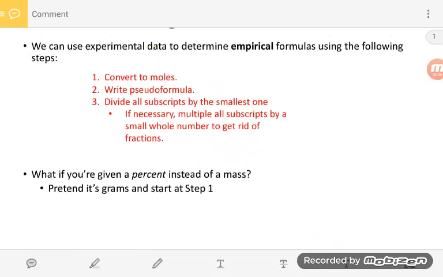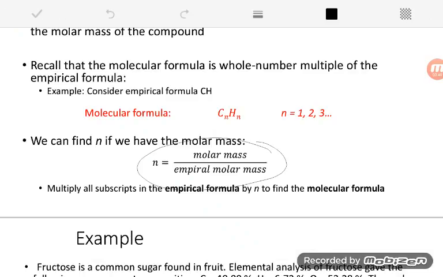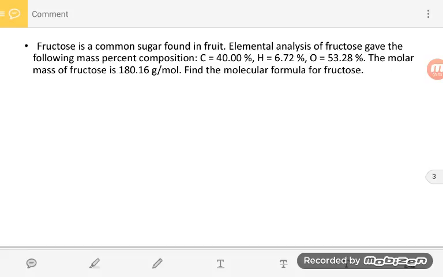Let's remember our basic steps. Convert to moles, write a pseudo formula, divide everything by the smallest number. And then if you have a molar mass, we can do this extra step. So let's look at how we might apply this. Fructose is a common sugar found in fruit. Elemental analysis of fructose gave the following mass percent composition: 40% carbon, 6.72% hydrogen, 53.28% oxygen. The molar mass of fructose is 180.16 grams per mole.